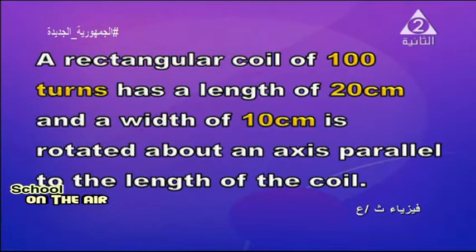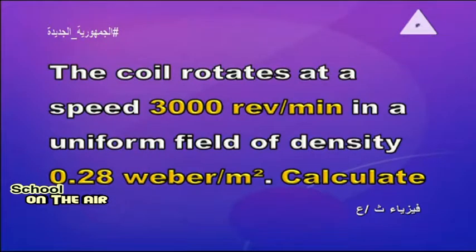It is rotated about an axis parallel to the length of the coil. The coil rotates at a speed of 3000 rev per minute. 3000 rev per minute means revolutions per minute. I'm sure that you know we should work in rev per second, so this figure should be divided by 60.